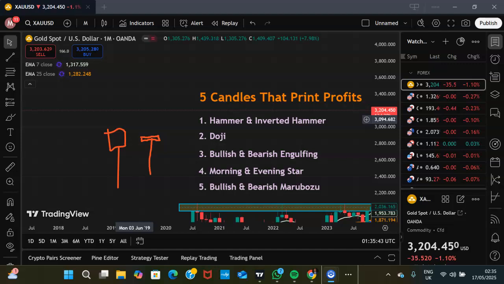Now, just like the hammer and inverted hammer, we have the bullish version of the doji and we have the bearish version. Now, what is the bullish version? The bullish version is what we call the dragonfly doji, where this looks like the wick, this looks like the wings.